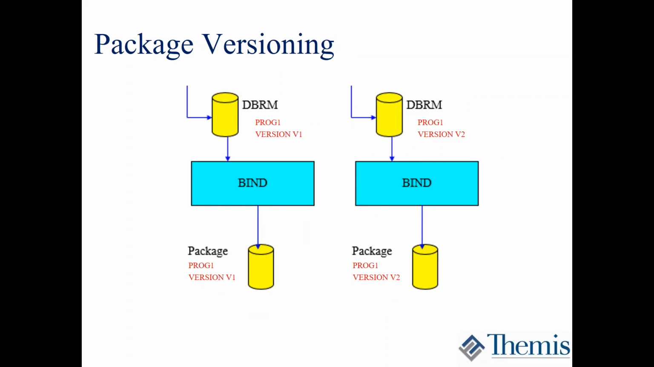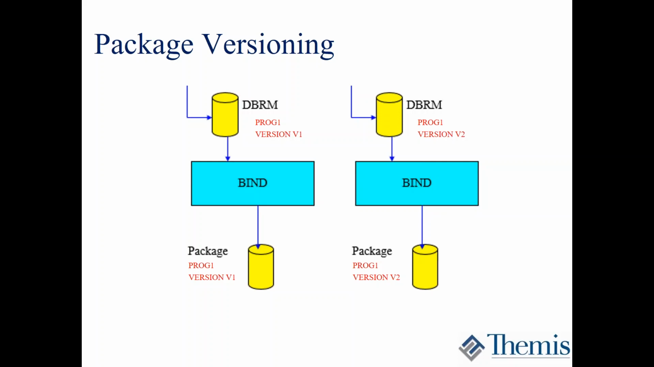So, for example, we have program 1 version 1 on the left. We do a bind. We get a package for that program with a version of v1. If we recompile the program, it produces a new DBRM, which now has version 2 in it, and I bind that thing. I now have 2 copies of that package in the same environment with different versions, and the one that gets executed at runtime will be determined by what load module we run.